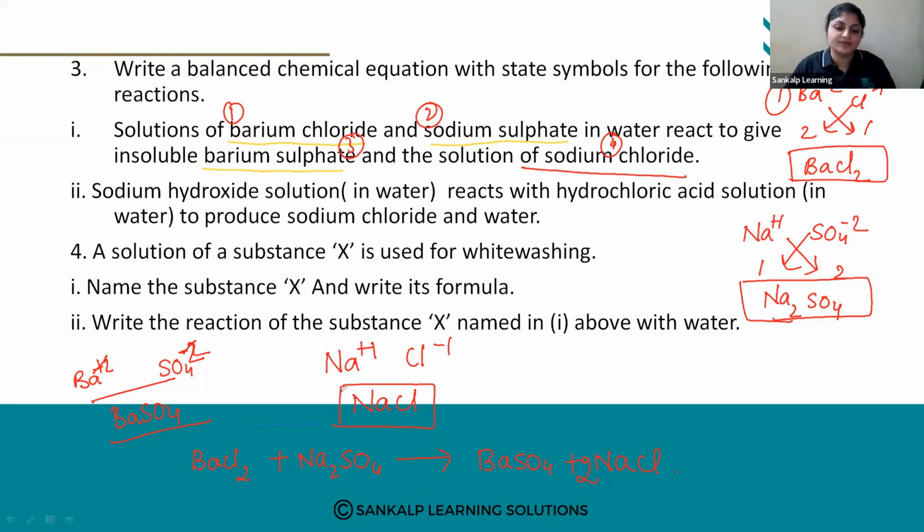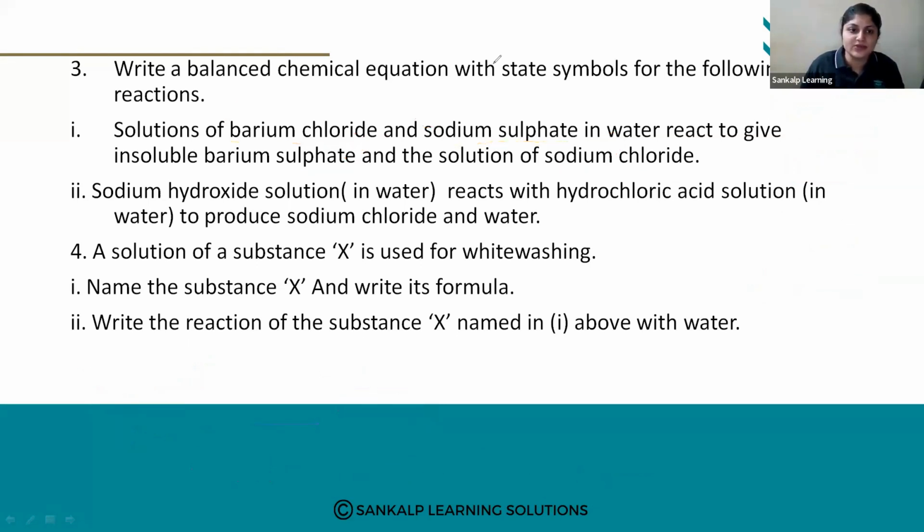Now next is what? So both are solid, so this will be S. Okay, so this will be S. So state symbols for the following reactions. Next. Understood? One more we'll write and then we'll stop. Understood? Okay, so we'll go for the next one.